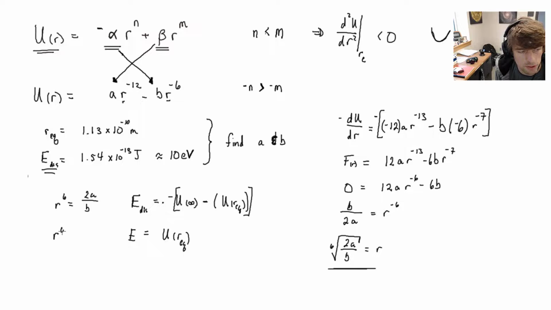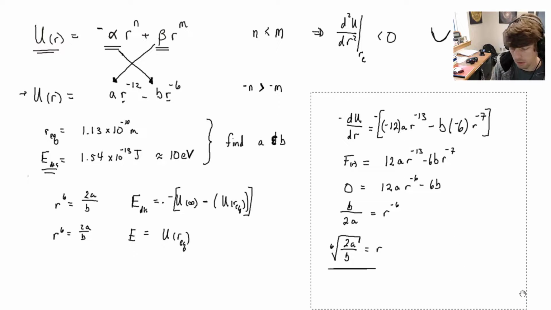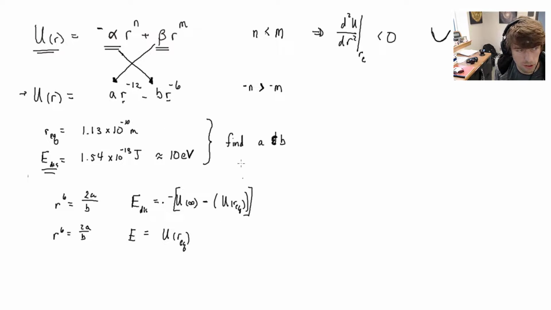So now I've got my two equations. I've got r to the 6th is equal to 2A over B, and I've already got my equation for the potential energy. We just sub and solve. Well, golly gee whiz, Batman. I'll start with this. Let's say E, the dissociation energy, is equal to A divided by r to the 12th minus B divided by r to the 6th.